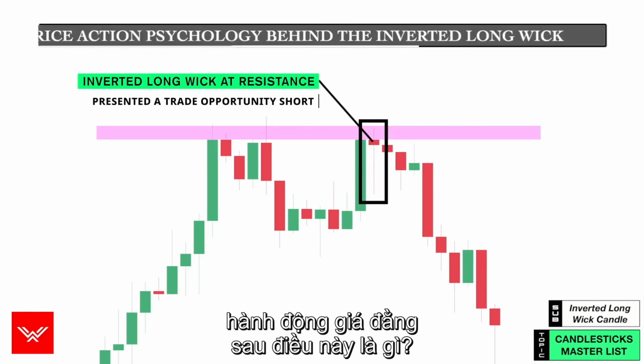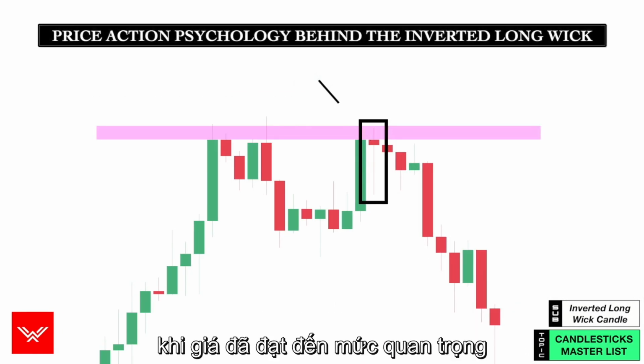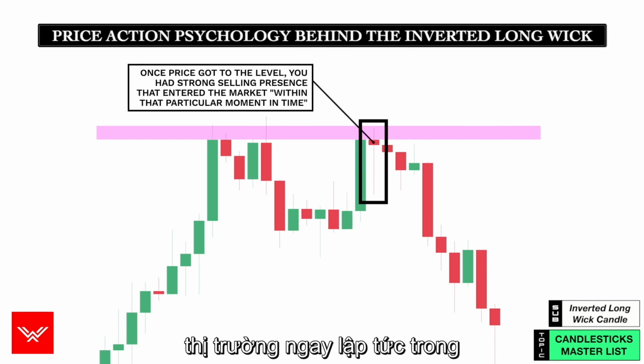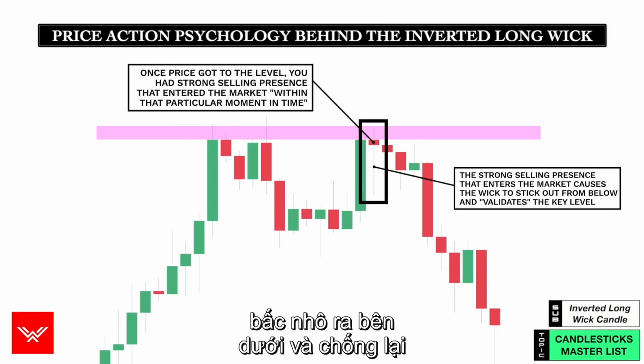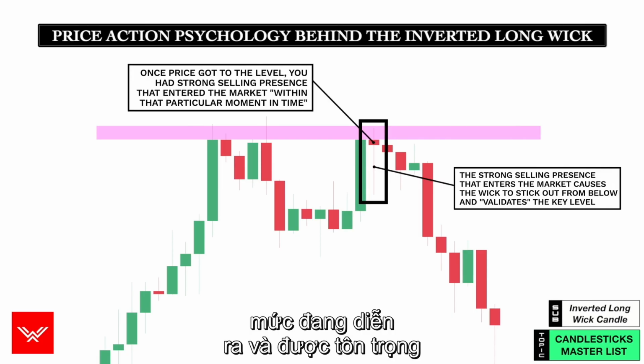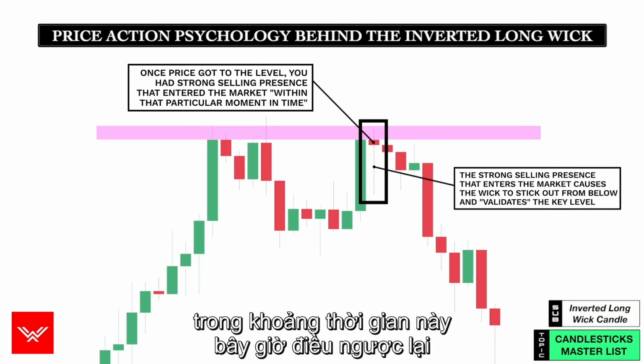So what is the price action psychology behind this pattern? Once price got to the level, you had strong selling presence that entered the market immediately within that particular moment in time, causing the wick to stick out below and against the moving uptrend, and validates that the level is in play and respected this time around.